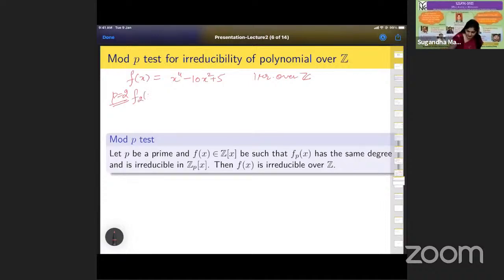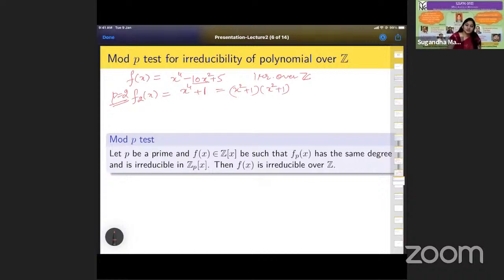But if you look at f_2(x), that will be x^4, this is 1, this is +1 or -1, and this factors as this over Z_2. So this is reducible there, right? So the mod p test is not giving you any answer for this. But be careful, this is not the converse of the mod p test. So my question is not valid if I ask whether the converse of the mod p test fails via this example.